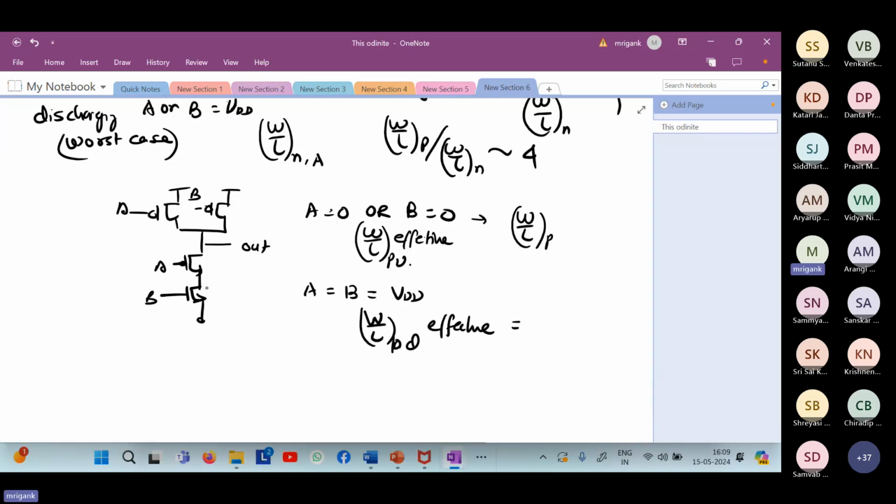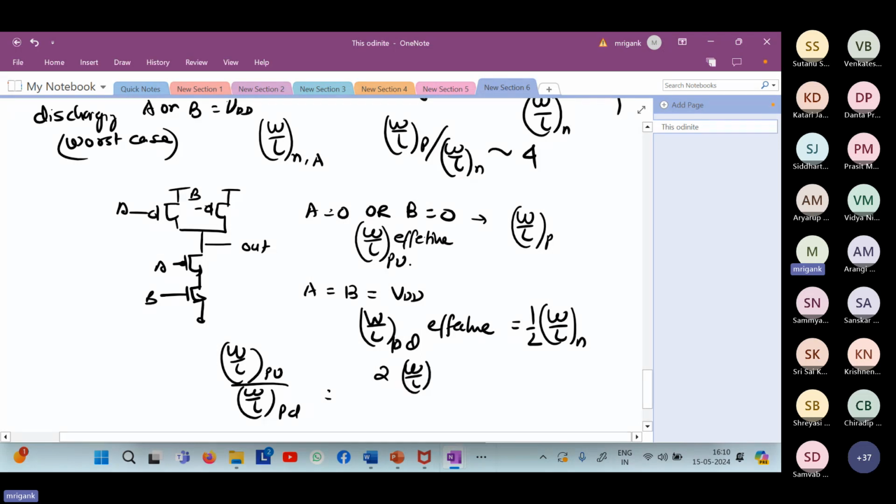Because there are two in series, this will be W by L of N by half, because the conductance is going to be half. There are two coming in series to discharge the output. Therefore, you are going to get the effective ratio of pull up and pull down network. The effective W by L pull up by W by L pull down is 2 times W by L P by W by L N.